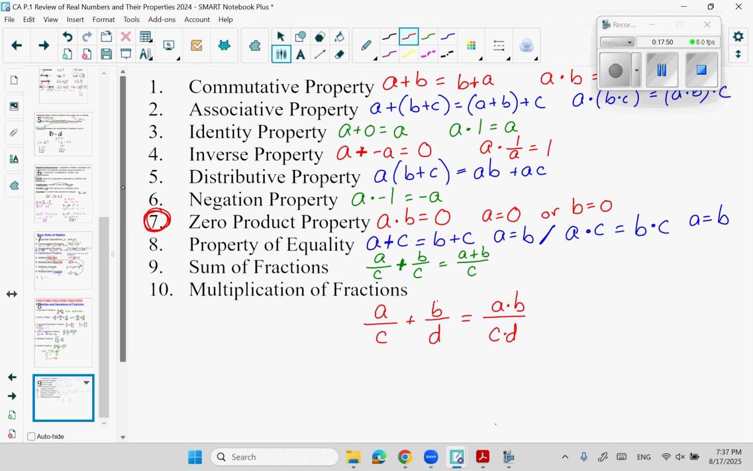Some common things, again, these are just some examples of those properties we talked about on slide 7, including the fractions. It's kind of everything together.